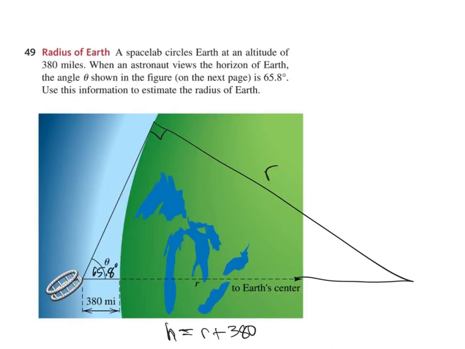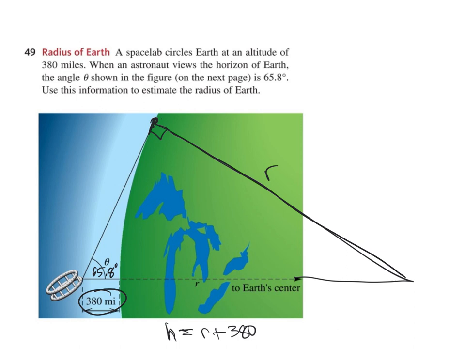Okay. A space lab circles Earth at an altitude of 380 miles. Okay. So that's this little part right here, 380 miles above the surface of the Earth. When an astronaut views the horizon of Earth. So when it sees this little point right here, that's actually perpendicular with the radius. Okay, the angle theta shown in the figure is 65.8 degrees. Use this information to estimate the radius.